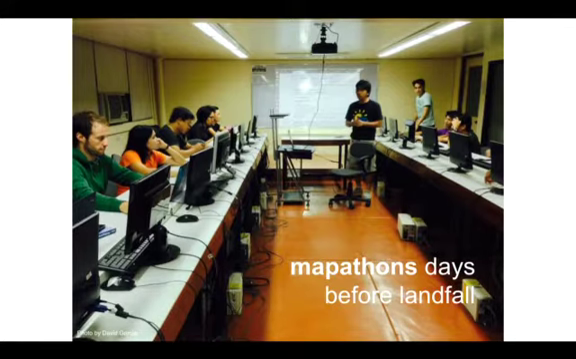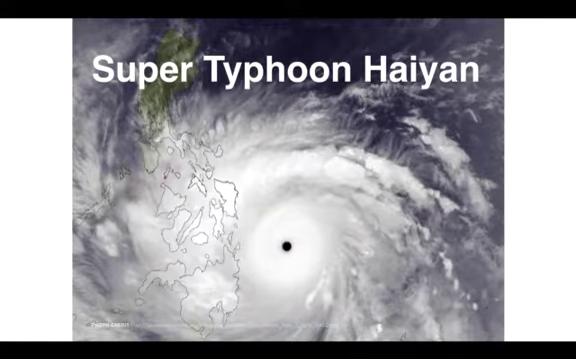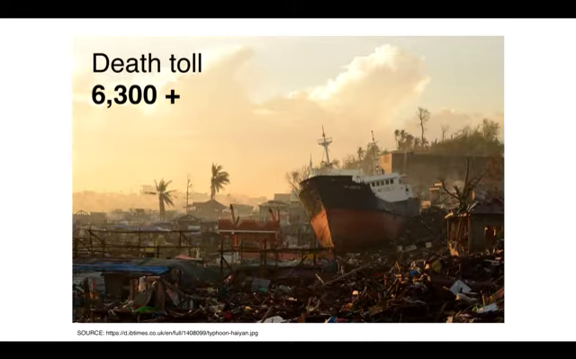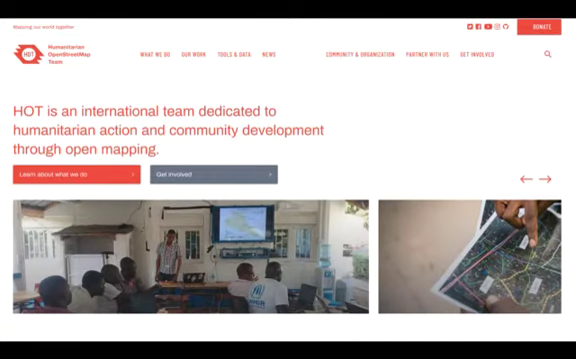So Maning and others, Jules was also there, Jules Mangate. They were there. We were tracing buildings and other features days before the landfall with the group called the Humanitarian OpenStreetMap team. And then Haiyan happened with a large death toll.